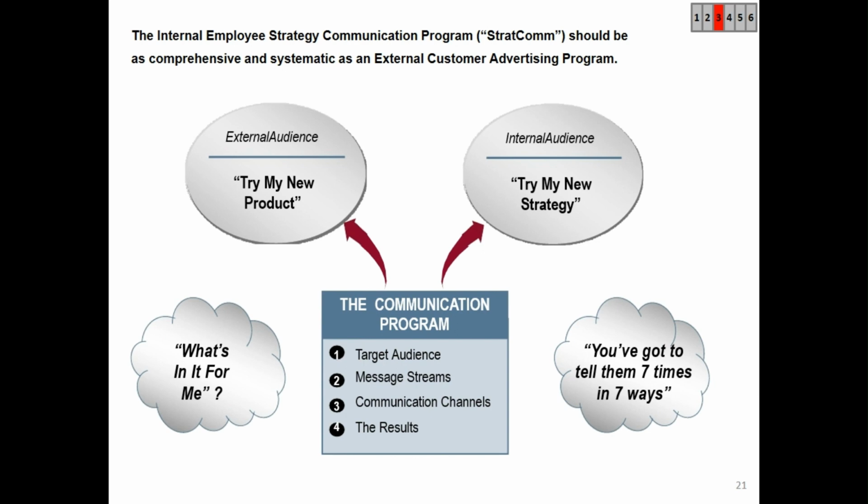The internal employee strategy communication program should be as comprehensive and systematic as an external customer advertising program. The communication program includes target audience, message streams, communication channels, and the expected results. For example, for external audience, we say, "Try my new product." In the same way, for internal audience, we need to communicate like, "Try my new strategy." Be prepared to answer, "What's in it for me?" This is very important to explain the benefit of strategy implementation. You have got to tell them 7 times 7 ways.